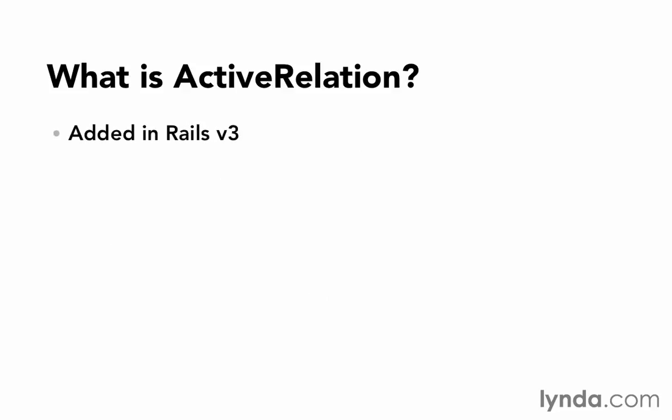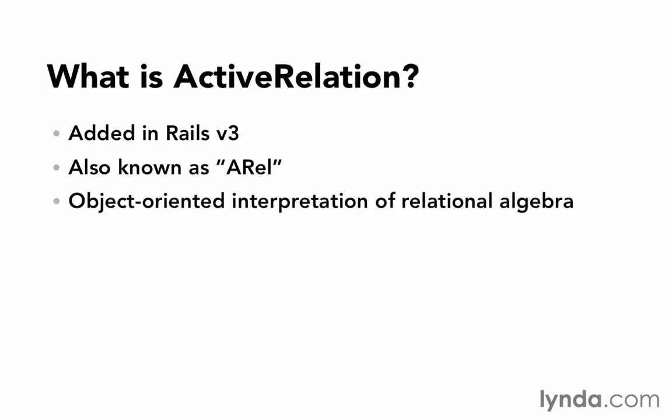Active relation was added in Rails version 3. It's often referred to as ARel, which is short for active relation. Active relation is an object-oriented interpretation of relational algebra. Now, the odds are very strong that you're not an expert in relational algebra, so let me describe it to you in a different way.